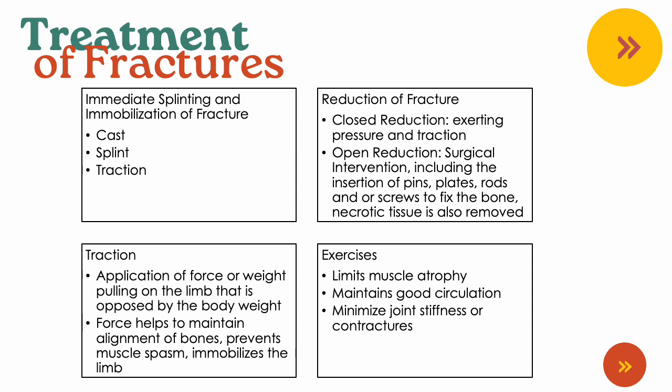They also help with debridement, or wound debridement. So they will remove any necrotic tissue or tissue that's not viable anymore. They'll get it out with the open reduction. When we talk about traction, this is where we have a weight, normally a heavy weight, put on a device that helps pull that limb as opposed to the patient's body weight. What this force does is help to maintain the alignment of your bone, it helps prevent muscle spasm, and hopefully it will help make the patient more comfortable.